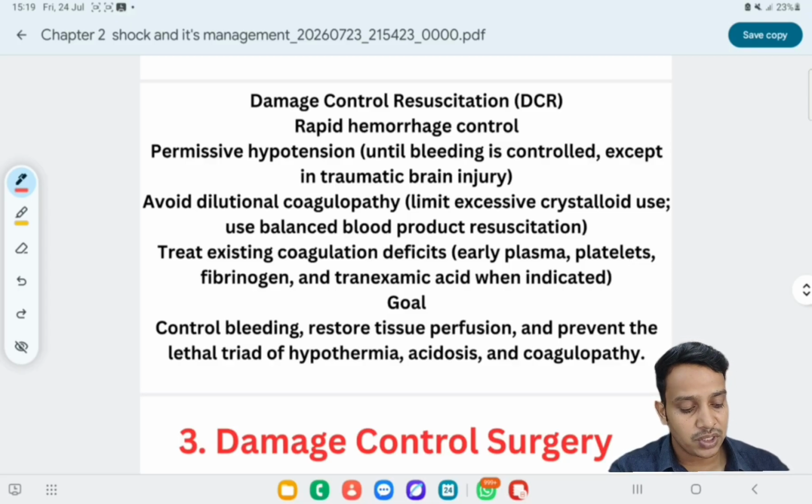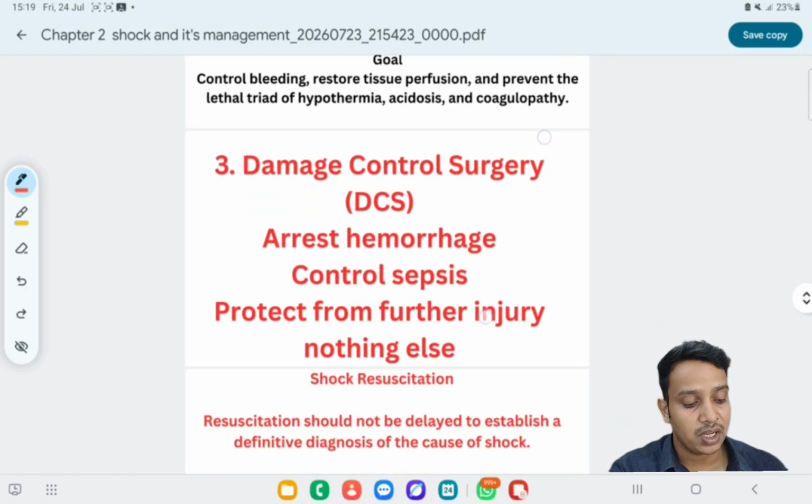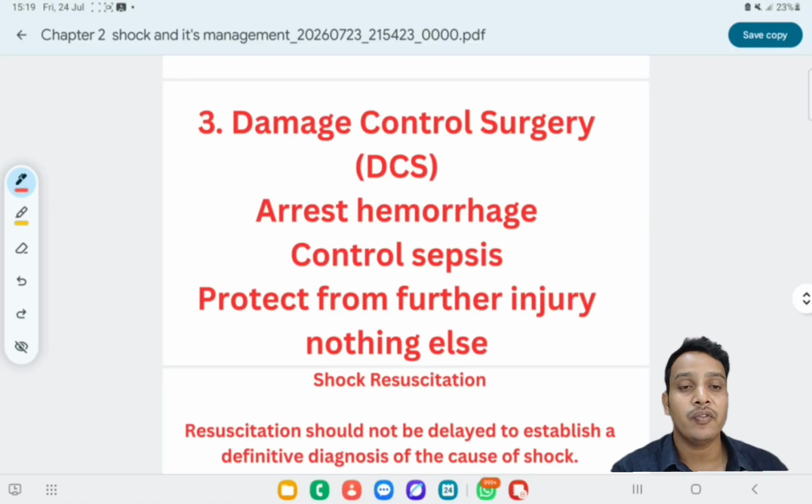So damage control surgery principles are: arrest hemorrhage as soon as possible, control sepsis, protect from further injury, nothing else. No definitive management, only damage control surgery and resuscitation of the patient.